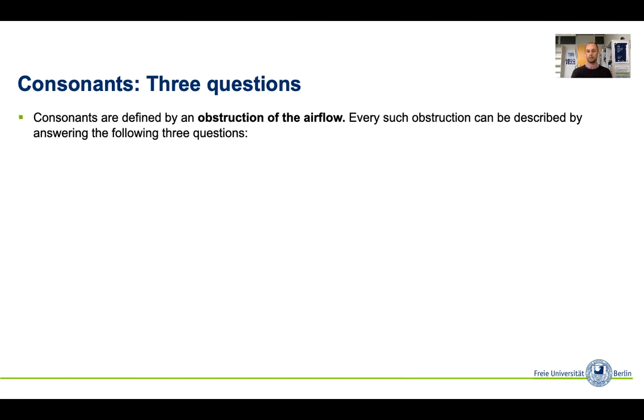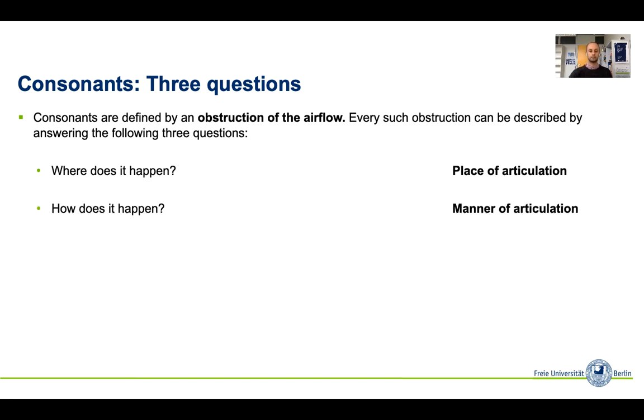And if we want to describe consonants, there are three questions that we have to ask ourselves. The first thing is, where does the obstruction of the airflow happen? This would be the place of articulation. The second question is, how does this obstruction happen? This describes the manner of articulation. And next, the question is, what do the vocal cords do during the obstruction? This then enables us to describe the voicing of the consonant. Is the consonant voiced or voiceless?